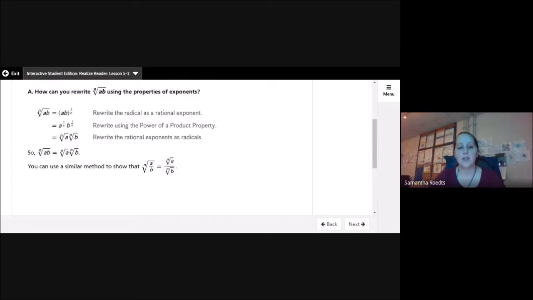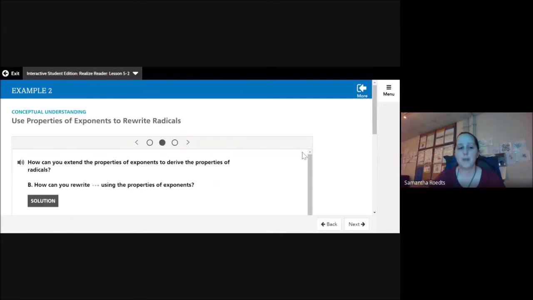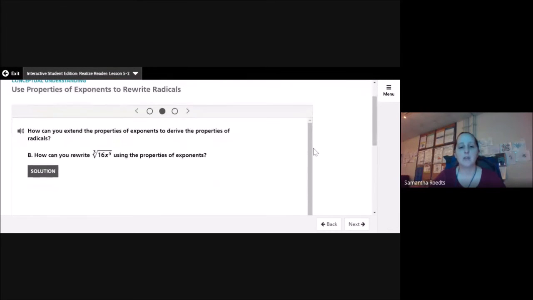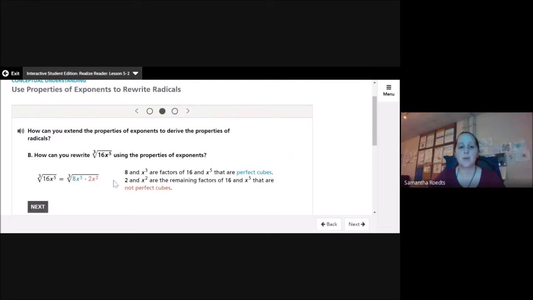You can use a similar method to show that the nth root of a over b equals the nth root of a over the nth root of b. So how can you extend the properties of exponents to derive the properties of radicals? How can you rewrite the cube root of 16 times x to the 5th using properties of exponents?